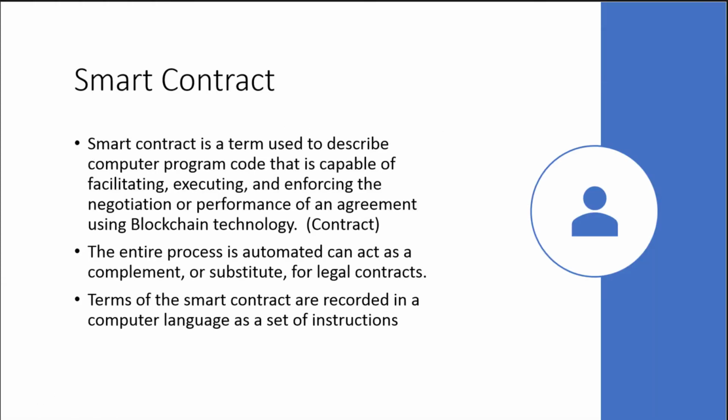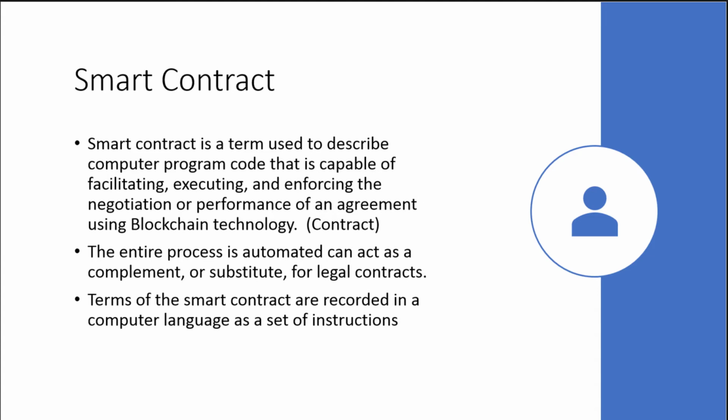Now let's discuss smart contracts. Smart contract is a term used to describe computer program code that is going to facilitate essentially an agreement. It could be a contract, right? Now, the entire process is automated, and therefore there are no intermediaries like attorneys, accountants, or bankers saying, okay, this user provided the right amount of funds. Well, that smart contract is going to determine that based on computer logic.